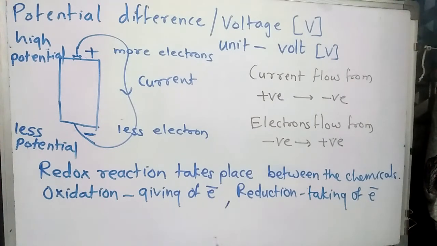Now when we have a cell, there are two terminals of the cell. One is called the positive terminal, one is called the negative terminal. At the positive terminal, we can say there is a high potential, and at the negative terminal, there is a lower potential. So there is a difference between the levels of potential, which is called the potential difference.